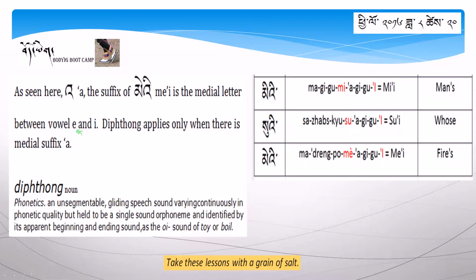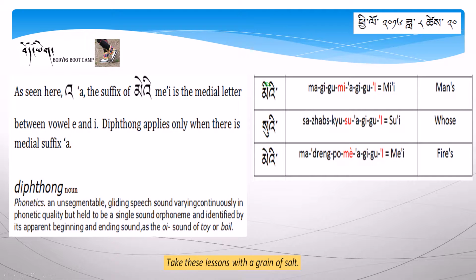The medial letter between e and I. So this ha right here is in between e and the I. So this is makigu mi, akigu I, mi. Sashabju su, akigu I, su. So in this example, this ha is in between u and the I. In this example, it's between e and the I. In this example, it's between two i's, right?